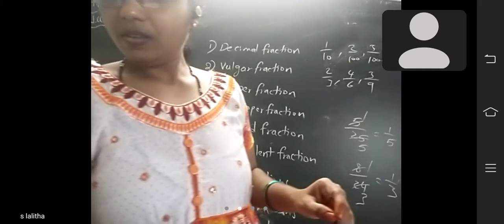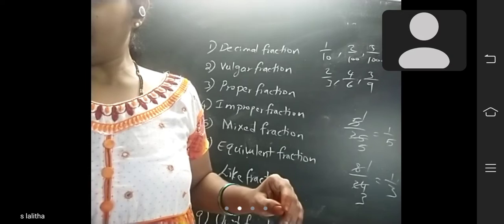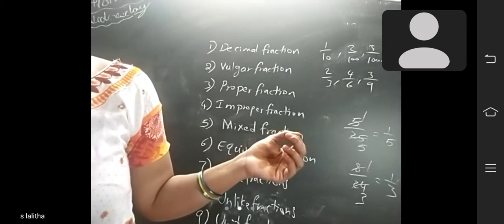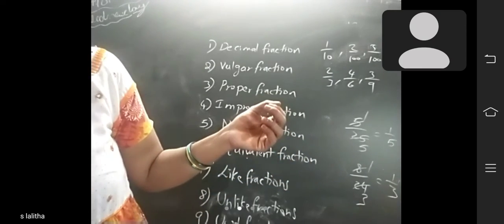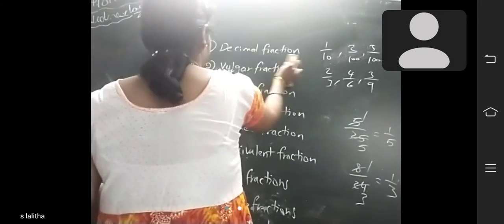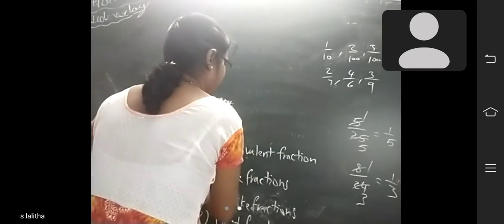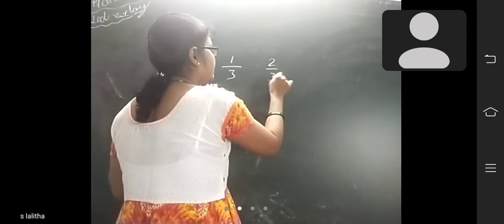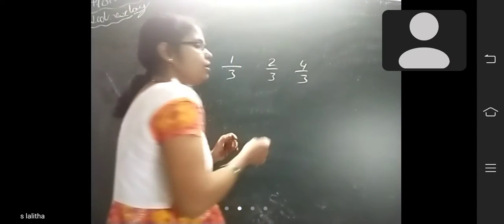Next one, conversion of mixed fraction as improper fraction. Already I explained. Next one, comparing like fractions. How to compare like fractions, ma'am? How to compare like fractions? 1 by 3, 2 by 3, 4 by 3. How to compare?